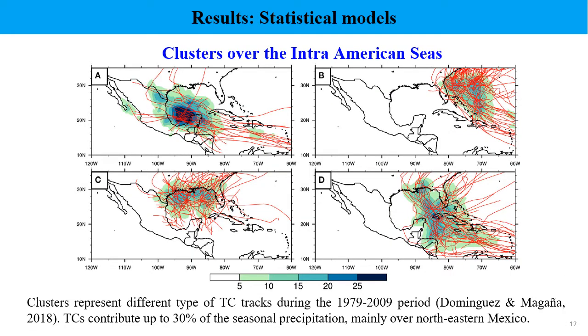Well, for the statistical models, as I told you before, we provide the number of tropical cyclones per cluster. As you can see here in this image that was taken from Dominguez and Magaña, they cluster the different kinds of trajectories by their type. So you can see that they have 4 clusters for the intra-American seas, and later you are going to see that they also have 4 clusters for the Eastern Pacific.